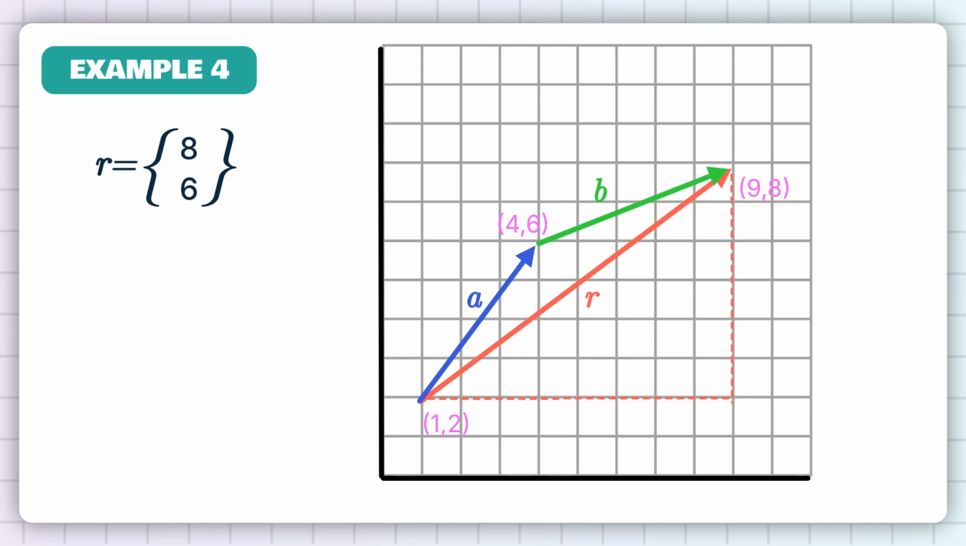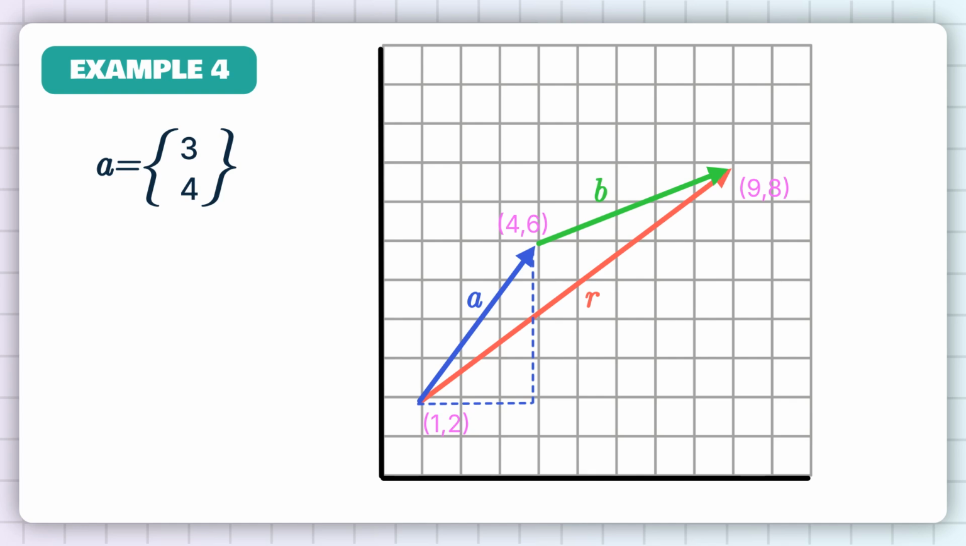Alternatively, we could have found r analytically. To do this, we first need to break down the components of vector a and find the overall vector value. Our top number will be 3, as vector a shows 3 units of movement to the right. Our bottom number will be 4, as vector a moves 4 units upwards. This gives us the overall column vector of 3 over 4 for vector a.